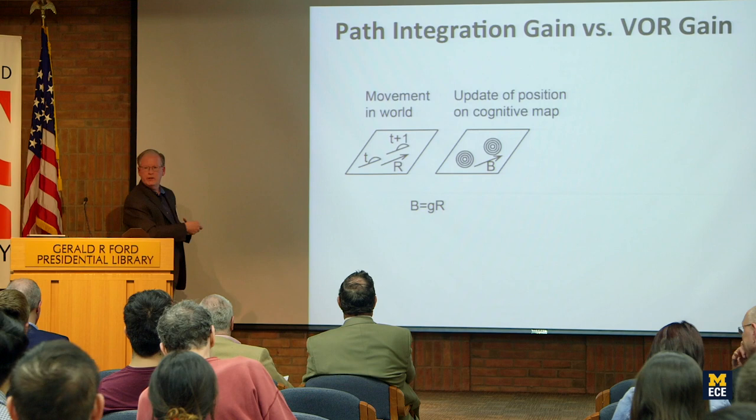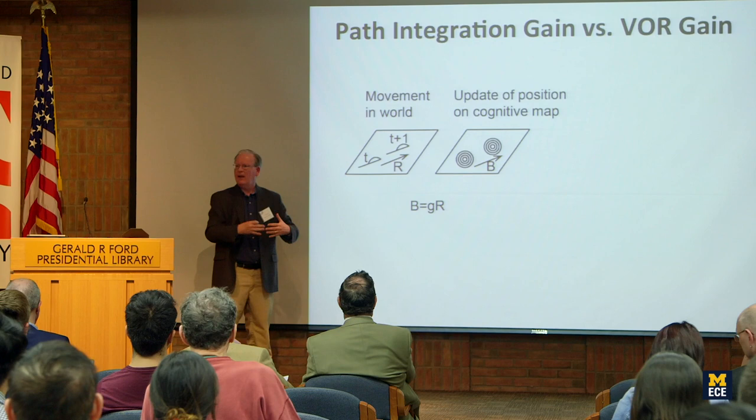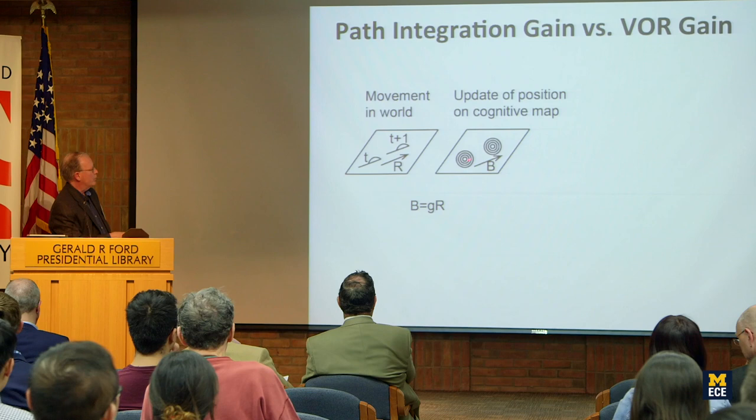If this g is off, say, by 0.5, and I move across the stage half the way, but I'm only updating in my head that I've gone half that distance, and I move around, I'm very quickly going to become disoriented about where I think I am in the world compared to where I actually am. So that's what we call this gain factor, the relationship between actual movement through the world versus movement updating in the cognitive map in the head.